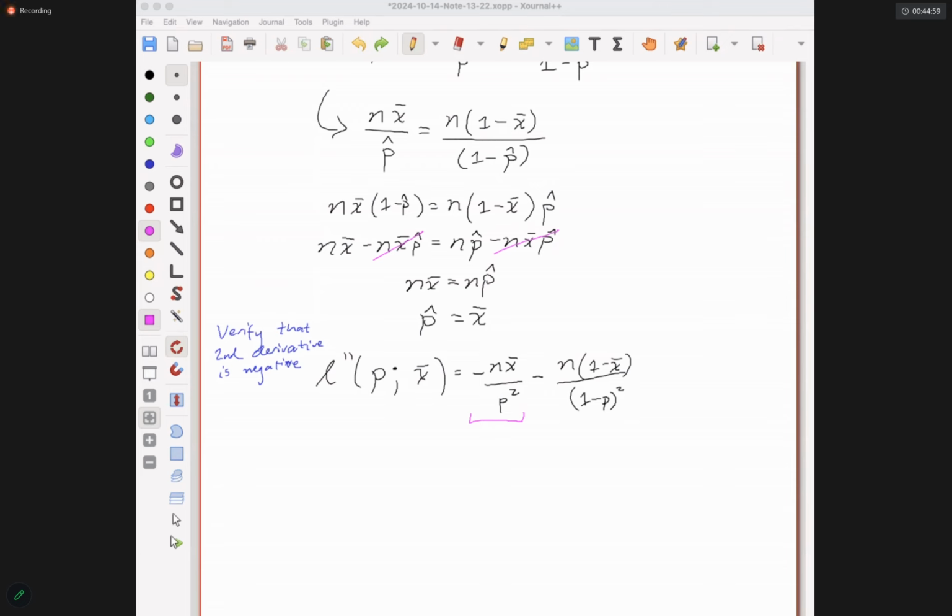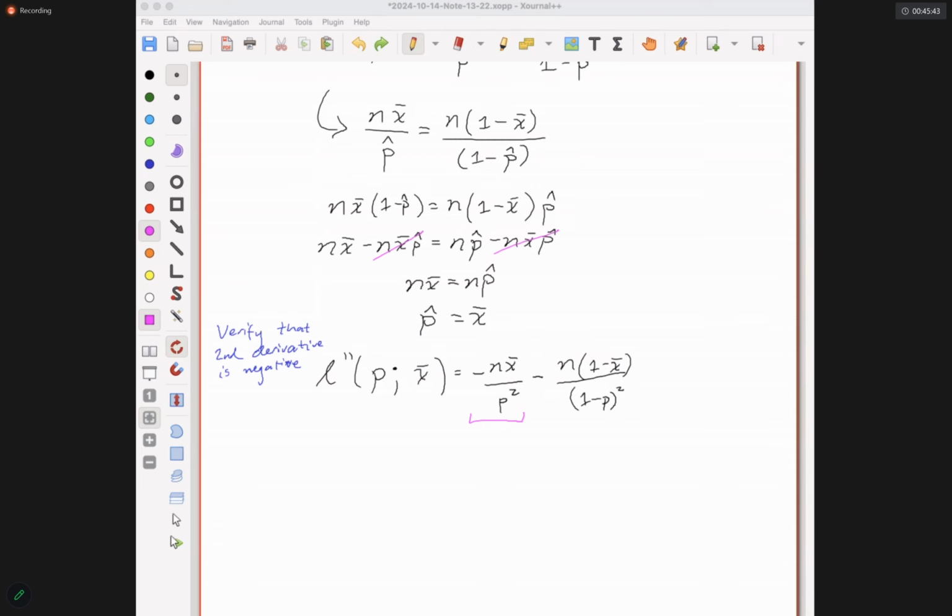So I'm trying to find out if this whole thing is less than 0. Is the n greater than 0 or less than 0? Is n positive or negative? I'm talking about just n. N is positive. It's the sample size.